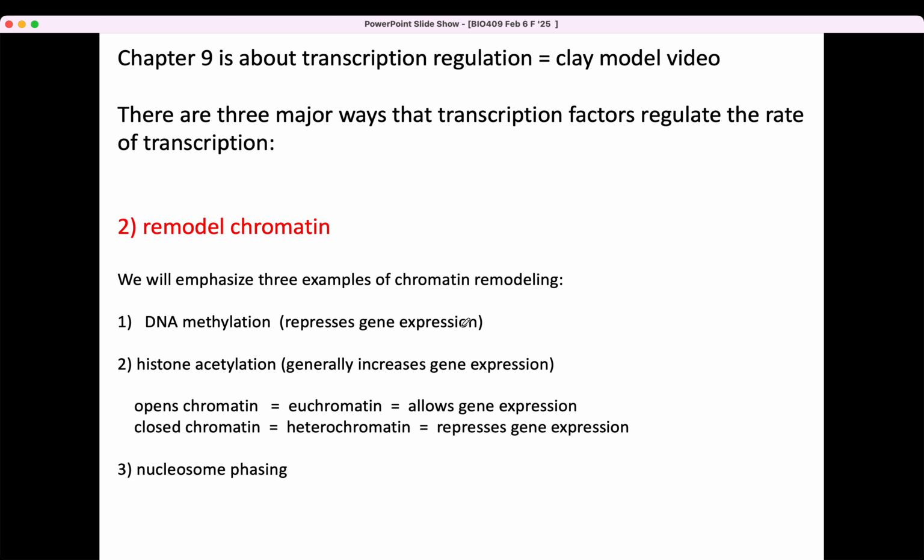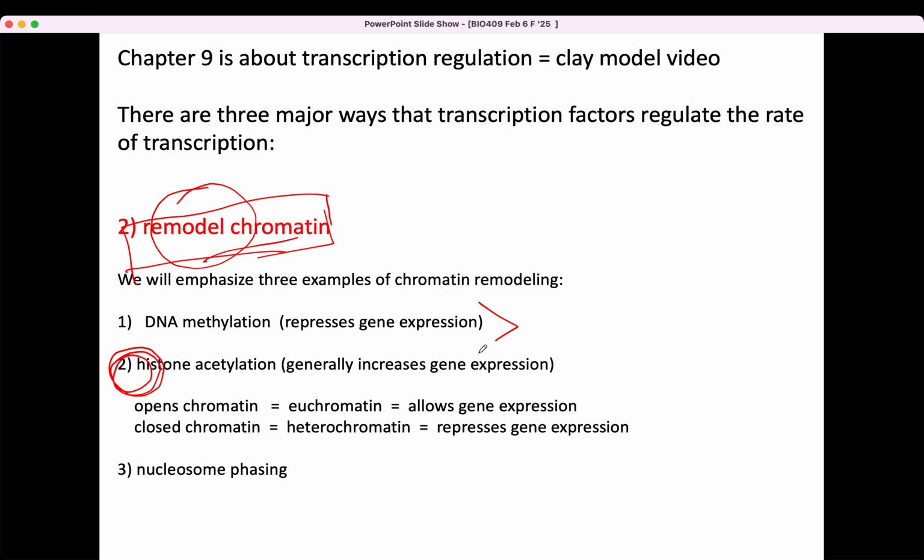So there are 3 major ways that transcription factors regulate the rate of transcription, and we're talking about the second one. Lots of genes do this chromatin remodeling. There are actually lots of different ways to remodel chromatin. Our favorite is going to be this histone acetylation, but we're going to learn a little bit of other examples of chromatin getting remodeled.